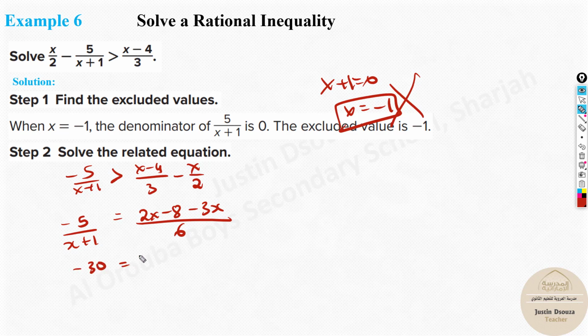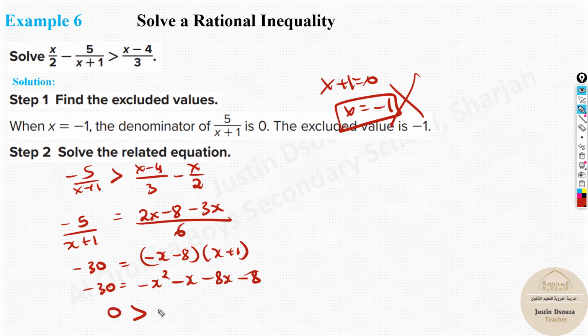Take this 6 to the other side. It will be minus 30 equals... Okay, this must be multiplied here. Wait, it'll be minus x minus 8 multiplied with x plus 1. We have done these steps before, so I'm just doing it quickly. Minus 30 will be equal to, multiply this, minus x squared minus x minus 8x minus 8.